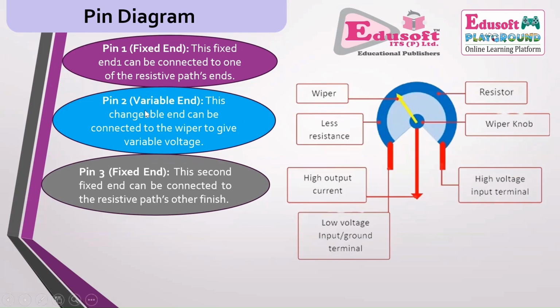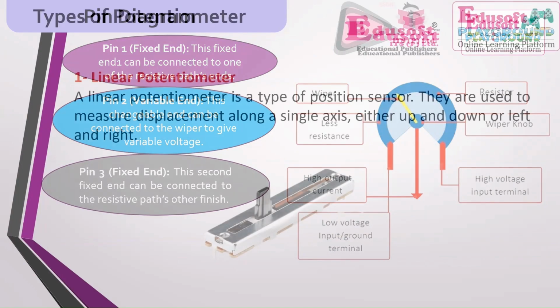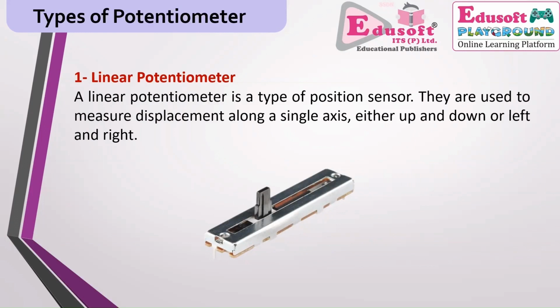And the second pin, pin 2, this changeable end, can be connected to the wiper to give variable voltage. So this pin is connected with the adjustable wiper, and this pin and wiper are connected with this knob or slider. With the help of this knob and slider, we can change the value of the resistance, so it's a changeable voltage. We can say that.